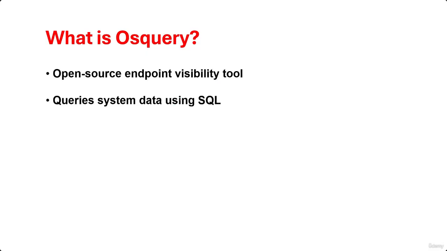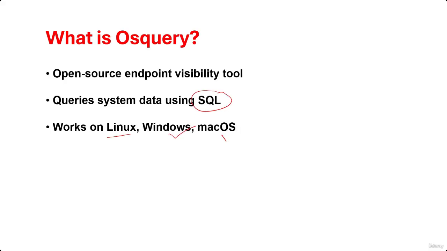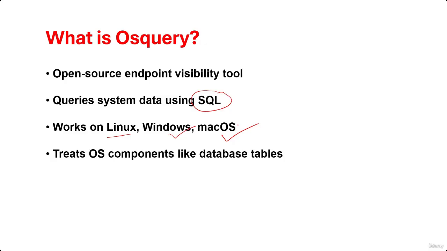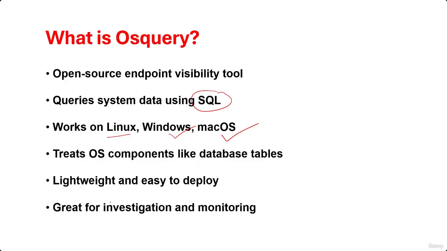Osquery is an open source endpoint visibility tool. This is used to query system data using SQL queries. It works on Linux machines, Windows machines, and even macOS. It treats OS components like database tables, which is very lightweight and very easy to deploy. In our upcoming video, we are going to see how to deploy Osquery on this machine. It is also great for investigation purposes and for monitoring.